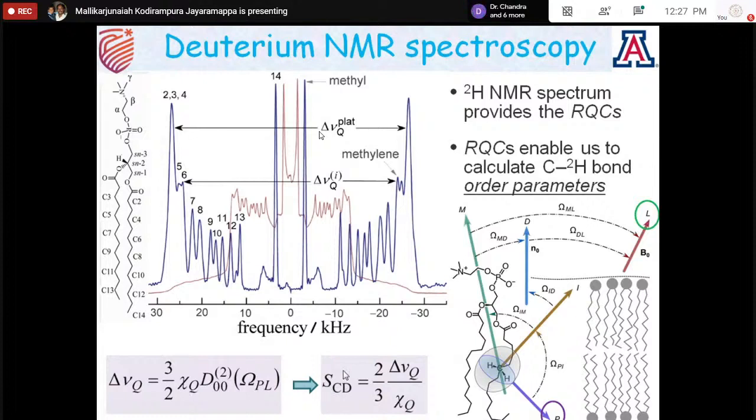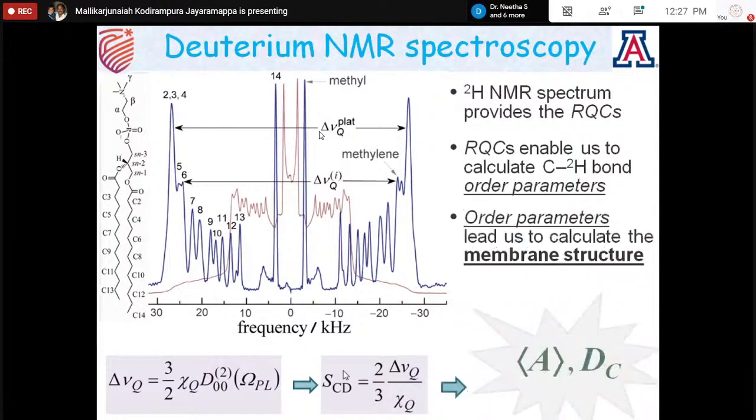In simple sense, we call it the order parameter. And once this order parameter is calculated, it helps us to calculate the cross-sectional area per lipid and the bilayer thickness. Basically, what I am deriving at the end of this slide is that by measuring the quadrupolar splittings, I can measure the cross-sectional area per lipid and bilayer thickness of whatever hypothetical lattice we had considered.